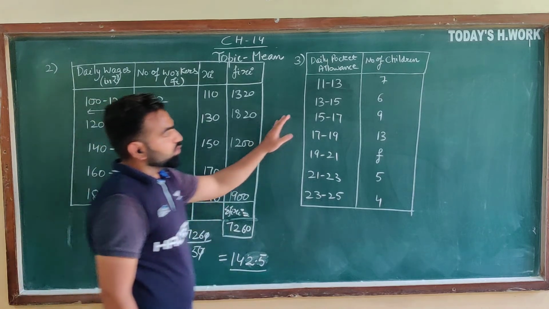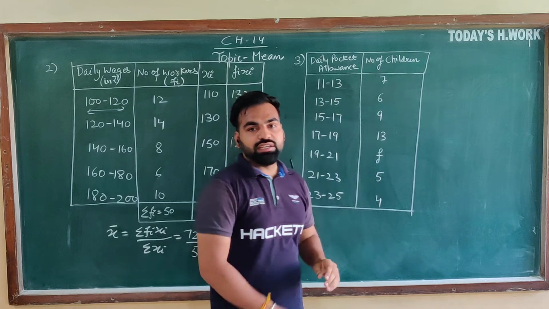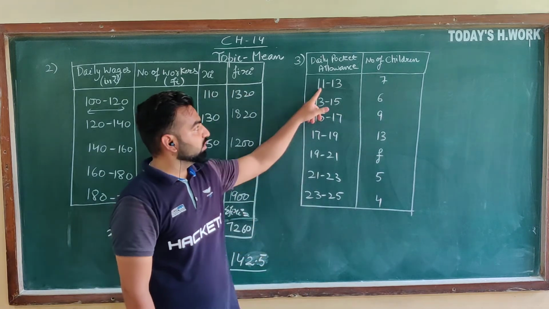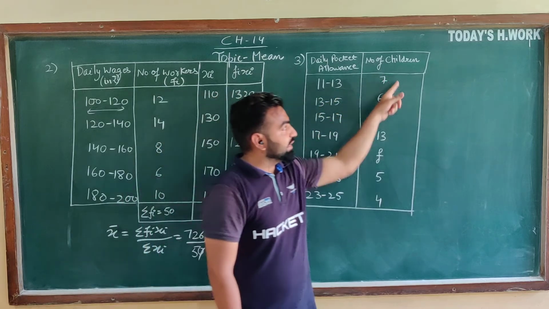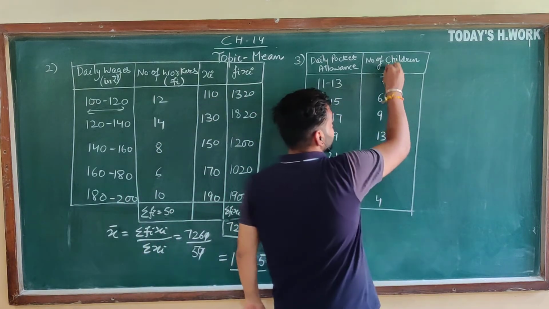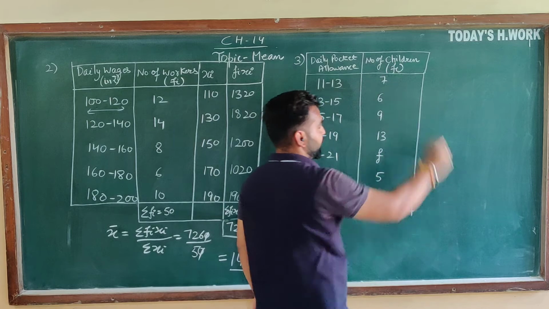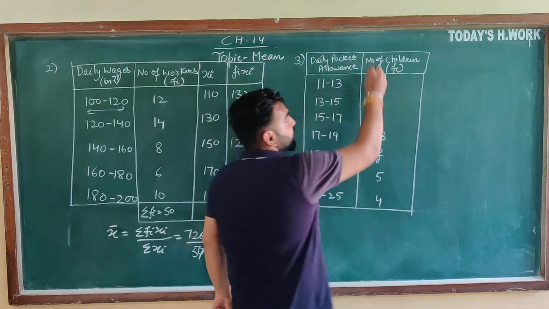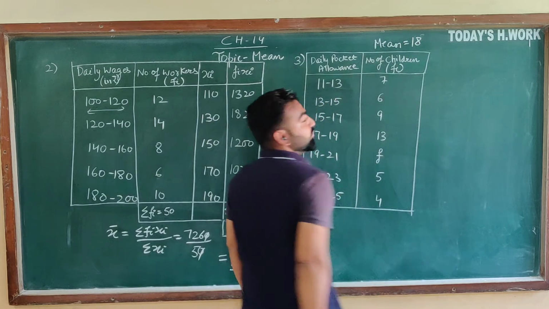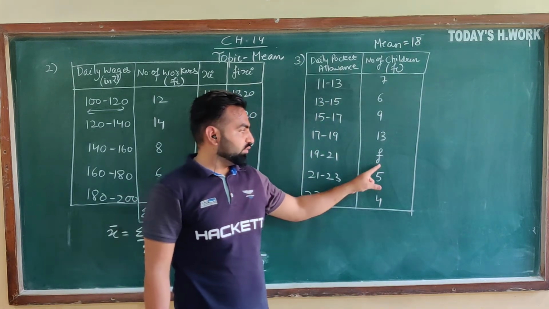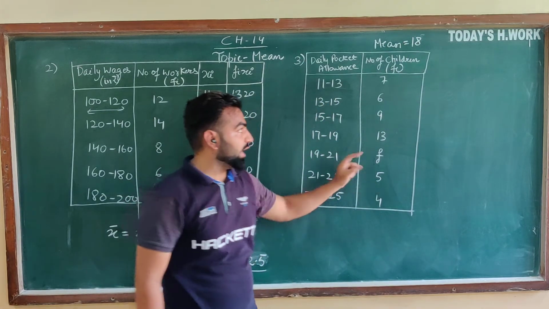So now the question number 3. Here also the daily pocket allowance is given in the form of class intervals, that is 11 to 13, and these are the frequencies. Number of children are given. So mean is given in the question. Mean is equal to 18, and we have to calculate the value of this variable, that is equal to f.